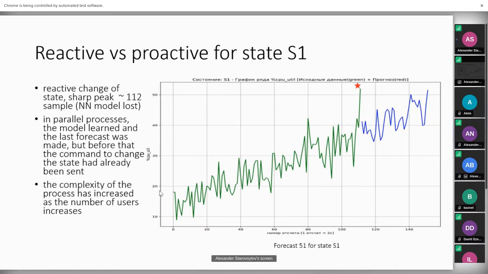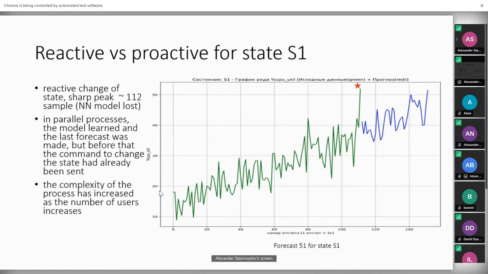In this situation, the model trained and the last forecast was made. But before that, the command to change the state had already been sent. This situation showed to us that complexity of process has increased as the number of users increase and the model does not take into account this change in the complexity of process because training took place on data for slightly fewer users.